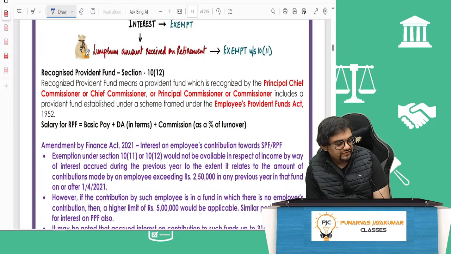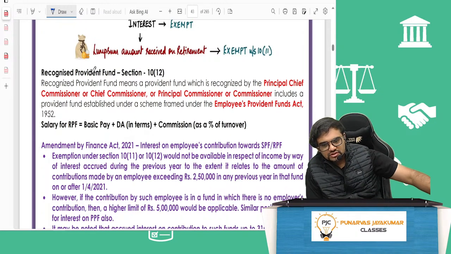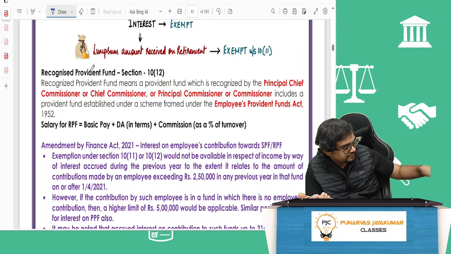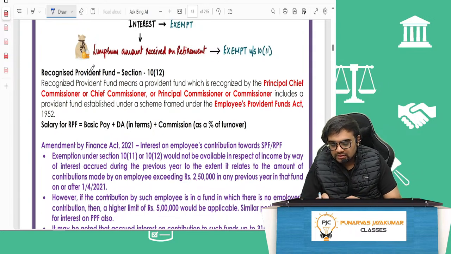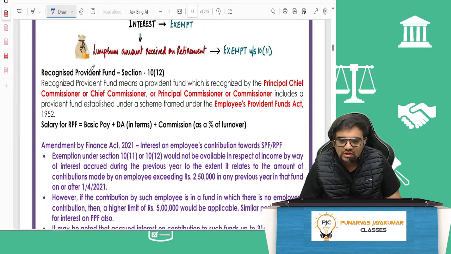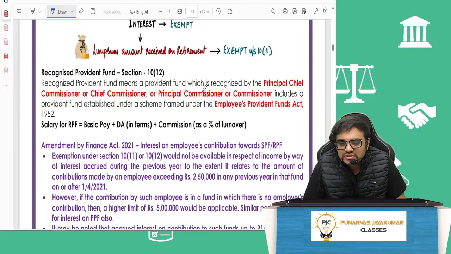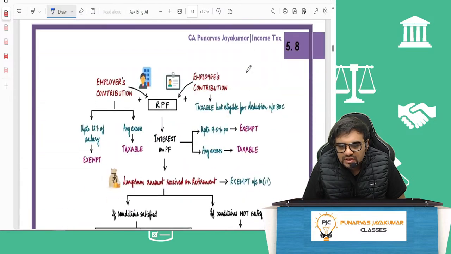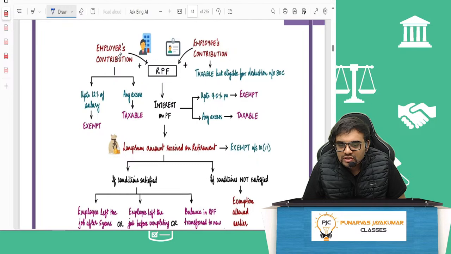Next is RPF, Recognized Provident Fund. Recognized Provident Fund is recognized by whom? By the Principal Commissioner or Chief Commissioner, or in all those things. They will be under the scheme provided. Now here, what is the general rule? Employer's contribution up to 12% of salary is exempt for the employee. When I say exempt, for whom? Obviously for the employee, right? Up to 12% of his salary.